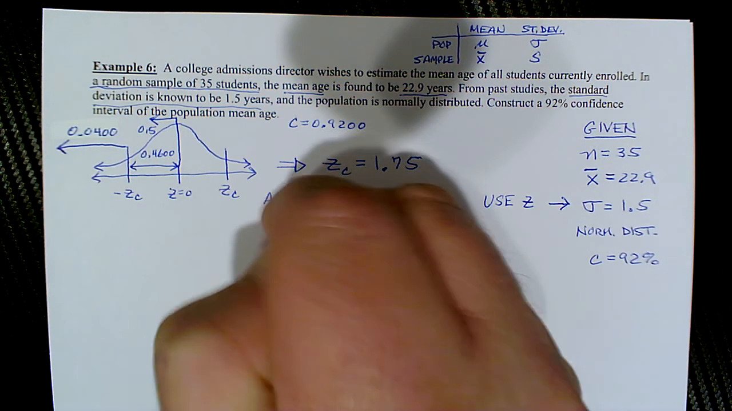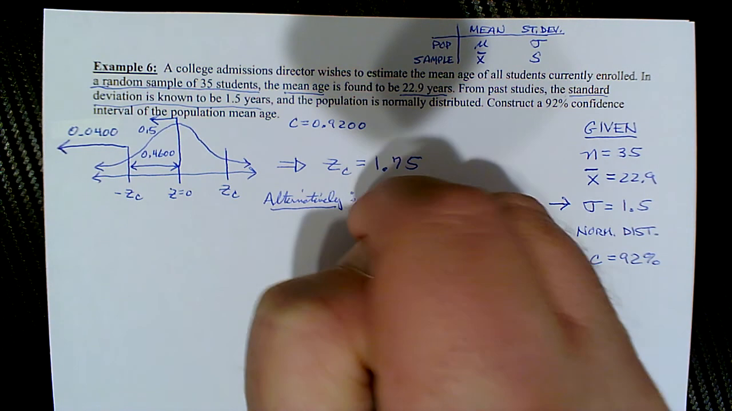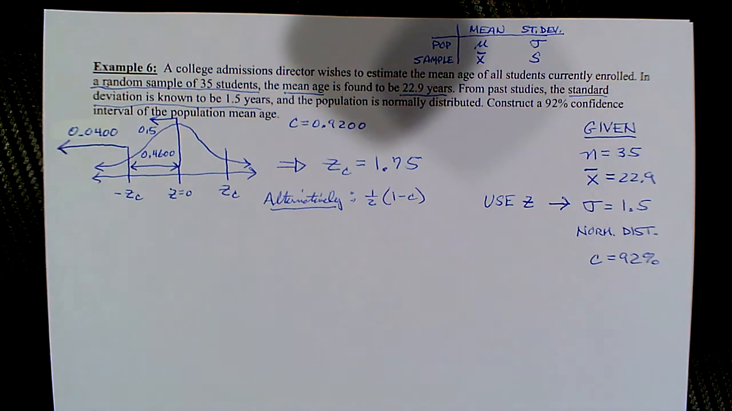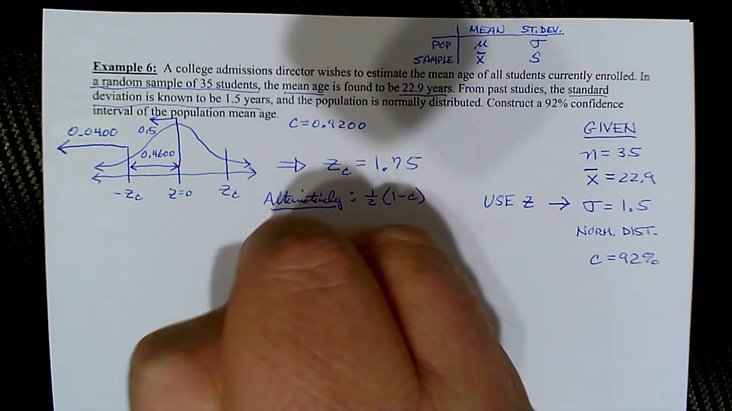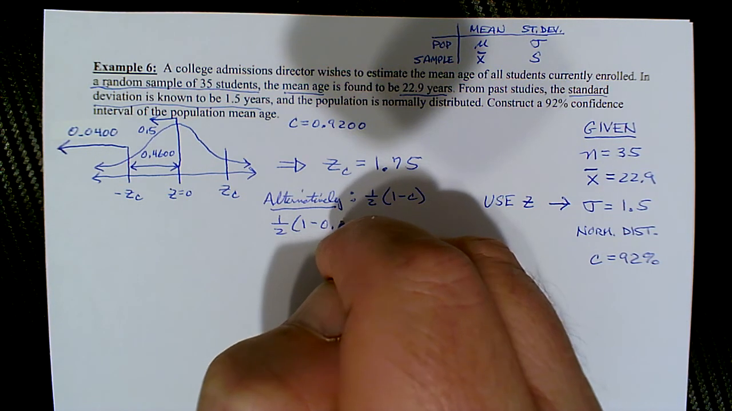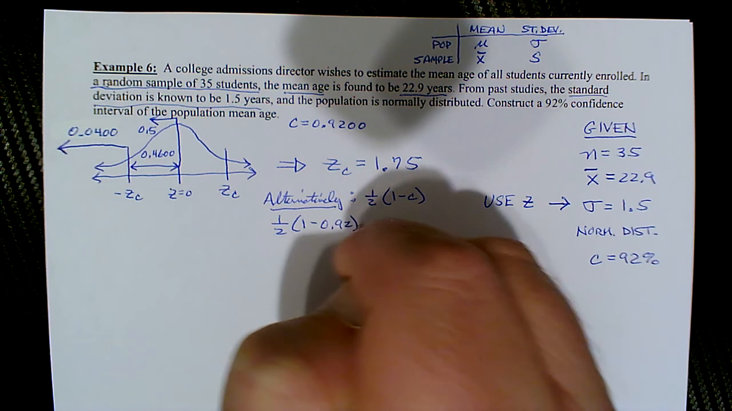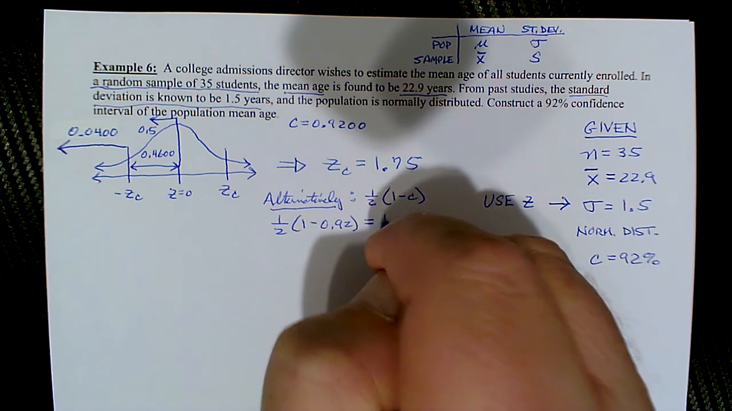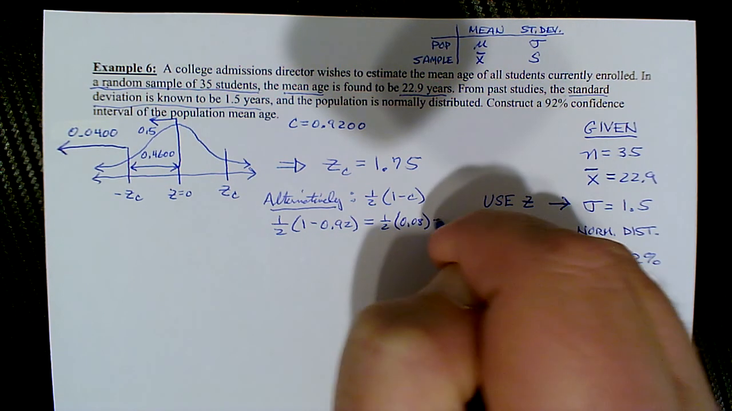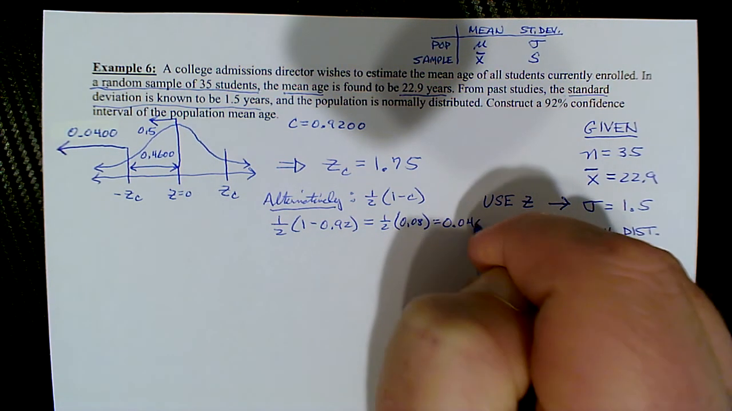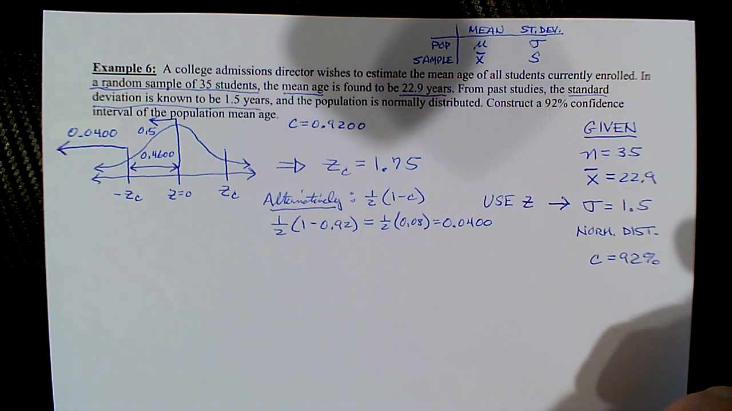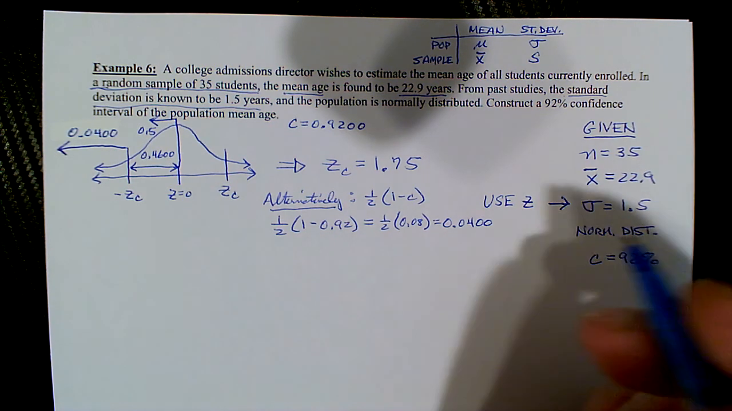Now, alternatively, you could have used the formula 1/2 times (1 minus c) to get this area of 0.04. And 1/2 times the quantity 1 minus 0.92 is 1/2 of 0.08, which is the 0.04, and then add a couple zeros if you want. And then you would look it up and find, of course, Z sub C is 1.75. So now we're ready to go.